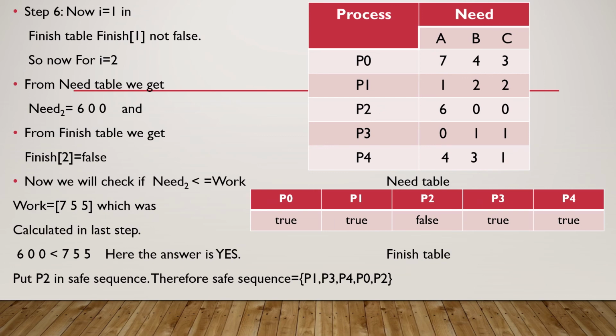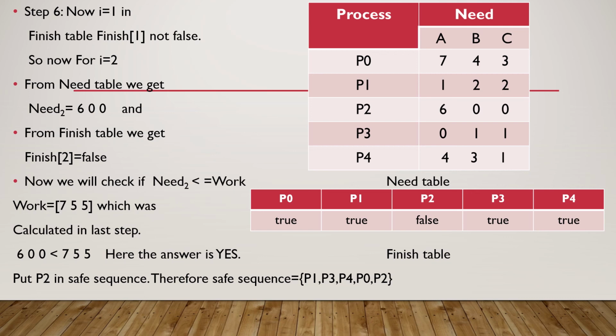Now I is equal to 1, but its finish value is not false, it is true. Why? Because P1 has already executed. Now I is equal to 2, that is process P2. The finish value is false, that is it is not taken still. So we will check the need of process 2 is less than or equal to work. Need was 600, which is less than 755. Answer is yes. So put P2 in the safe sequence.